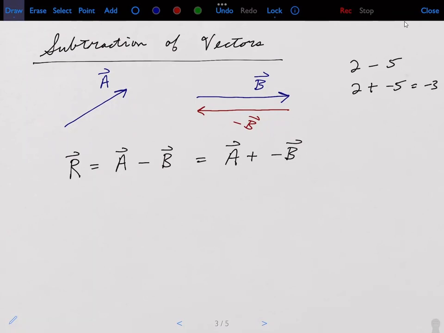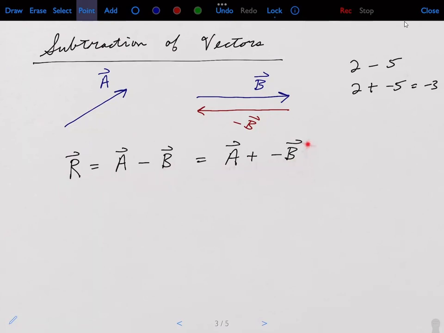Same thing with vectors. If I have this vector A here, drawn like this, and I have vector B, and I want to subtract, I want to get a resultant vector, I'm calling it R now, which is A minus B. That's the same thing as doing A plus -B. And why do we do this? Because we know how to add vectors, right? We just add tip to tail. So subtraction, we turn into an addition problem.